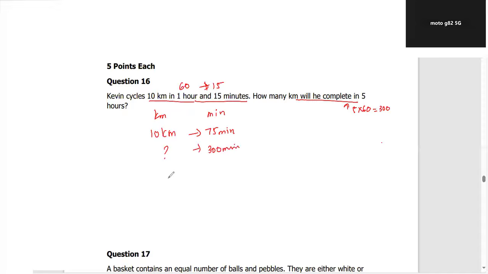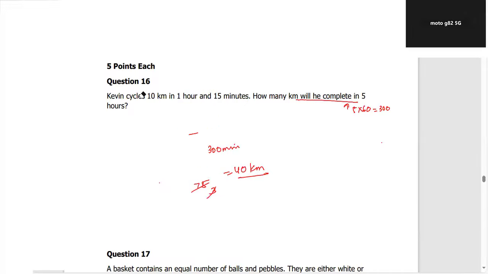So this is a direct relation question. You cross multiply: 300 into 10 over 75. So divide by 25. 25 threes are 75, 25 ones are 25, so it is 12, 1, 4. So he'll be able to do 40 kilometers in 5 hours. So my answer for this question will be 40. You can also do it like this: 1 hour 15 minutes, convert 15 minutes into an hour and then do it, or else just do it through the direct relations.